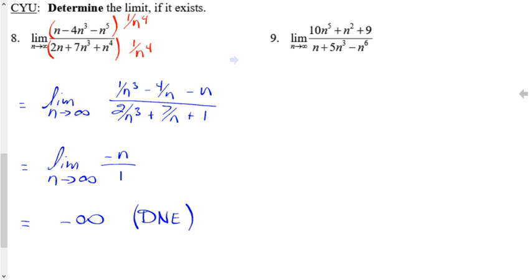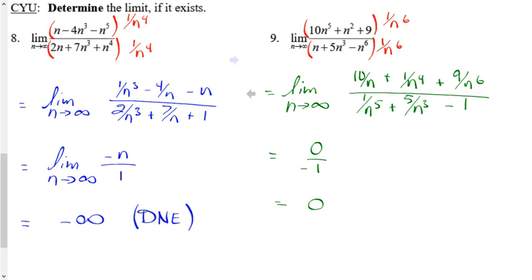Now my highest degree term in the denominator is this negative n to the sixth. So that's what I'm using to multiply the reciprocals into numerator and denominator. And then we have this interesting thing where all of my terms in the numerator have an n in their denominators, so all of those go to 0. Well, it's okay if my numerator goes to 0, because 0 over any number is 0. And there's my final answer. On to number 10.